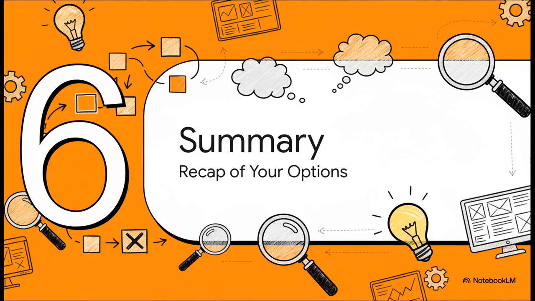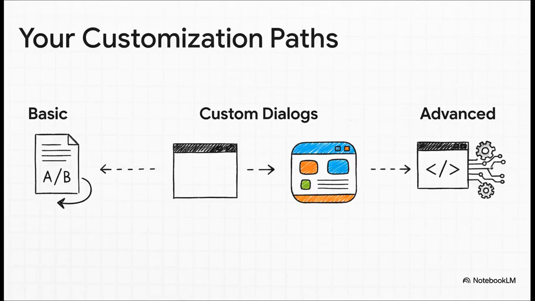All right, we've gone through a ton of info. Let's do a quick recap to pull it all together. So it really boils down to 3 paths. The basic path is using the language editor for quick text changes. The middle path, and probably the most popular, is using custom dialogues for a completely branded UI. And finally, you have the advanced path, using the protection interface. This is for when you need to take complete programmatic control over everything.